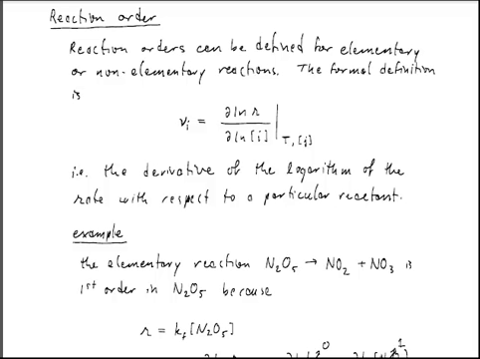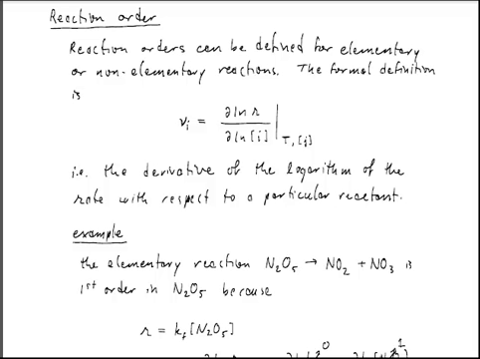Okay, this is the seventh installment of notes on the chemical reaction engineering series. I want to talk a little bit today about reaction orders and then do some examples that pertain to second order reactions. Probably many of you already have a good idea what it means for a reaction to be first order, second order, even half order. Reaction orders can be defined for elementary or non-elementary reactions.